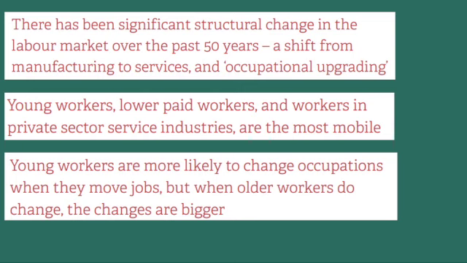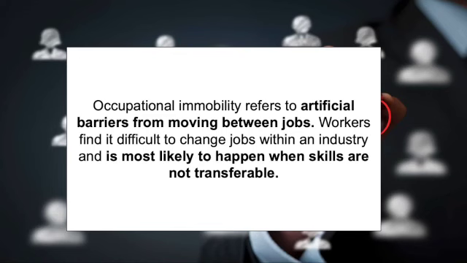Now, for those who are occupationally immobile, all I mean by that is an artificial barrier from moving between jobs. Now, again, as I mentioned before, to correct that, one of the ways that the government is seeking is to improve transferable skills. Because if you've got key transferable skills which can move from industry to industry and sector to sector, then obviously it's going to be easier for you to find work.